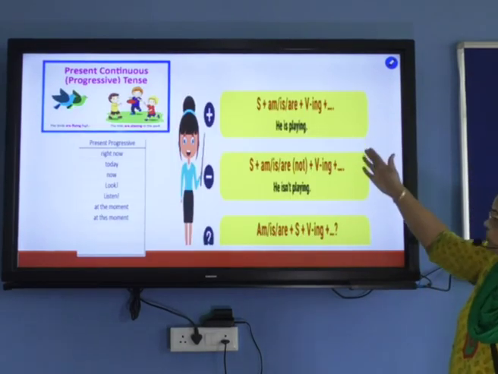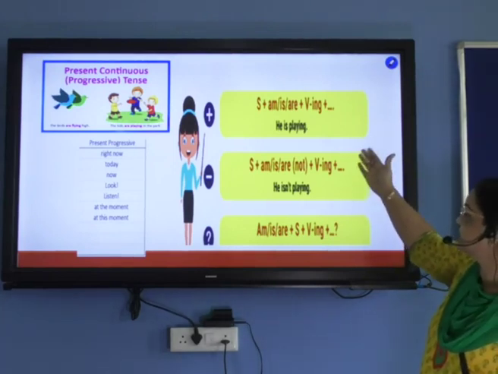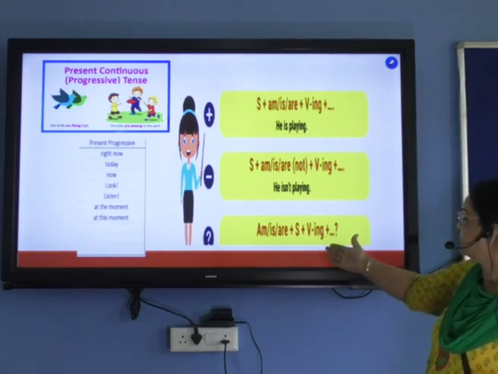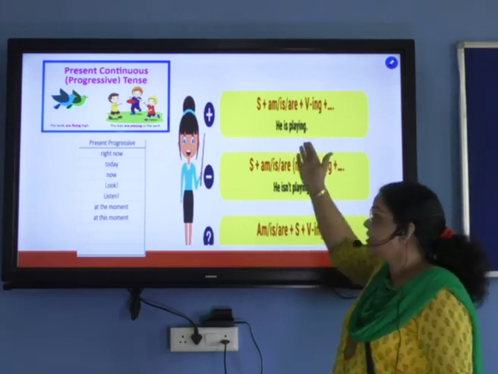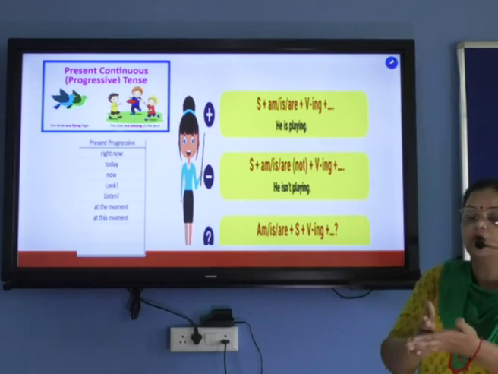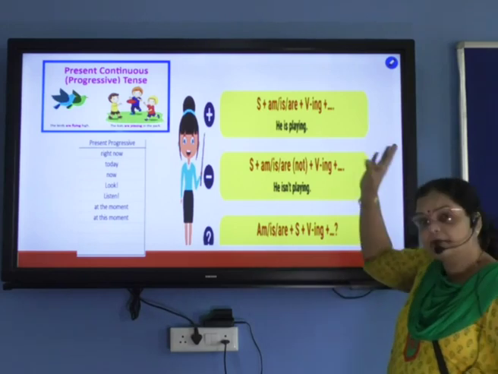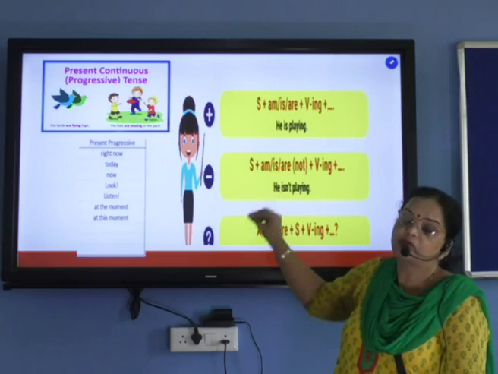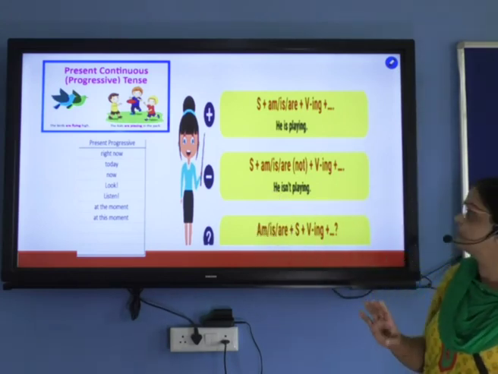Okay, now these are the structures. Is/am/are plus first form of the verb plus ing. He is playing. He is not playing. Is/am/are plus subject plus first form of the verb plus ing, interrogative. You see the basic structure. In the beginning I have told you the three basic structures, SVO and helping verb plus subject plus main verb plus object. So that is the base and you have to just remember the helping verb used in each tense and frame the sentence accordingly. If you know the basics, it will be very easy for you.